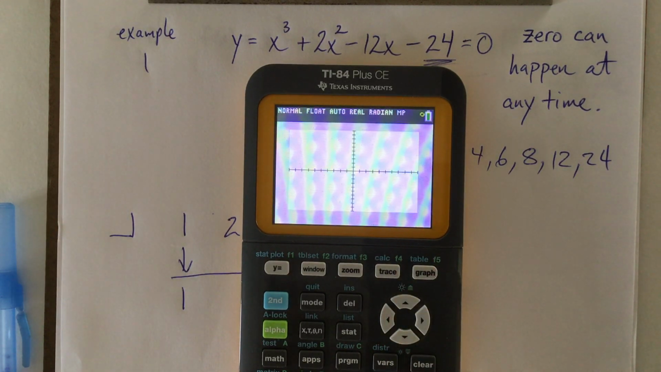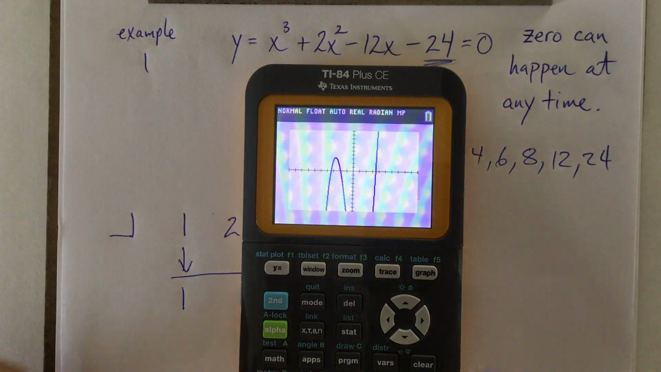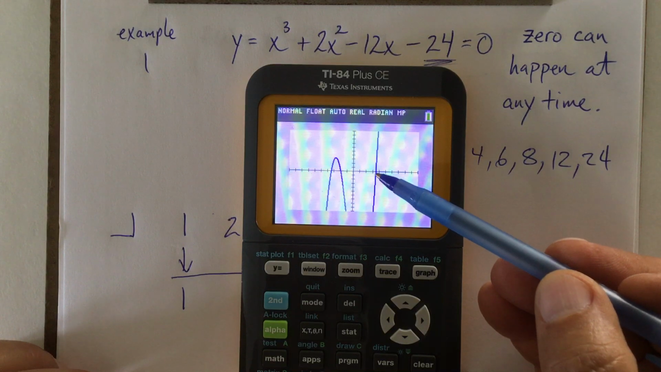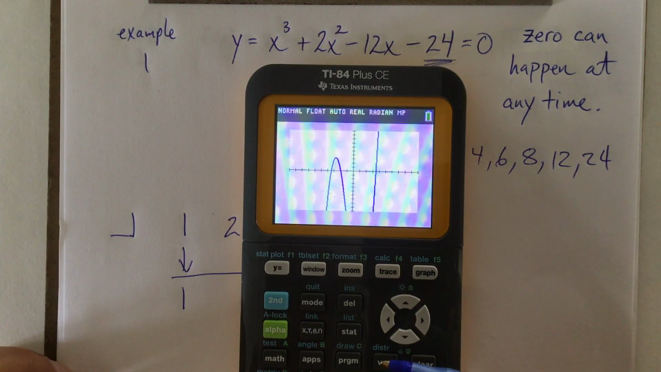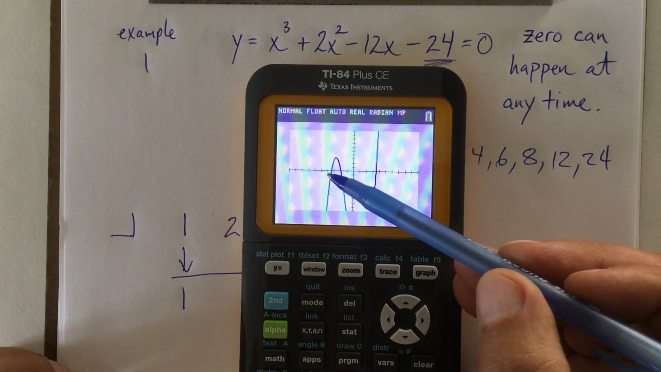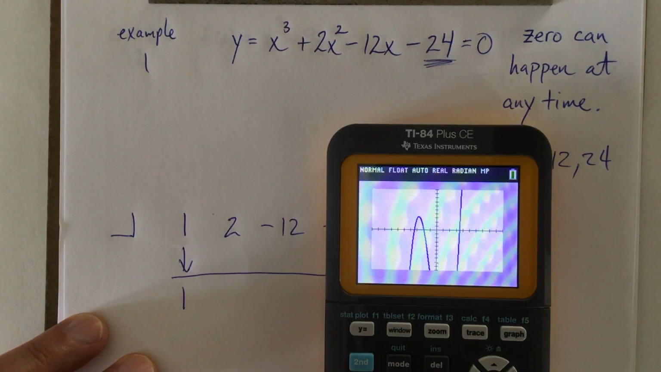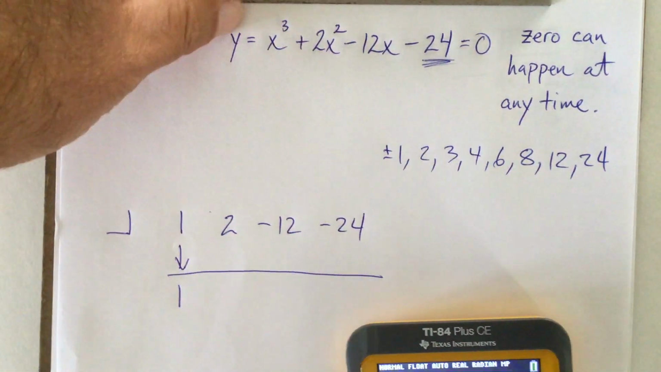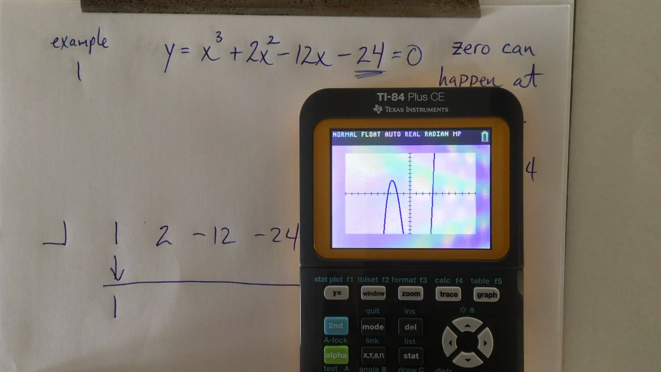Here we go. Now, if your screen does not look like mine, make sure you have Zoom Standard. That might be one of your issues. So here we go. It appears to me that this number right here is between 3 and 4. Well, if it's a number between 3 and 4, oh, down here it looks like it's between negative 3 and negative 4. But, heck, those aren't in my possible list of numbers. The only one that looks good to me is negative 2.